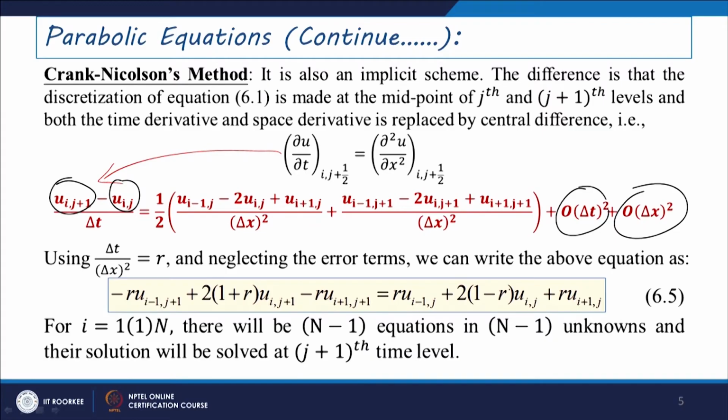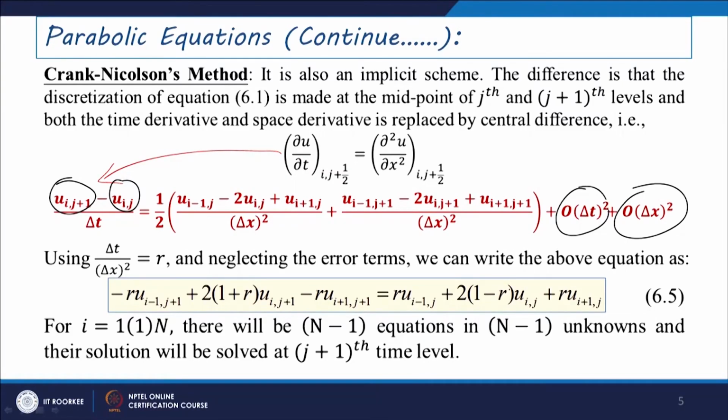So, that is why we can keep the terms associated with j plus 1 on the left hand side, and the values which are known to us, like the jth level values, can be kept on the right hand side of the equation. So, we are keeping these terms as minus r u i minus 1, j plus 1 plus 2 into 1 plus r u i, j plus 1 minus r u i plus 1, j plus 1, this equals r u i minus 1, j plus 2 into 1 minus r. If you see the coefficients here, we can observe everything there.